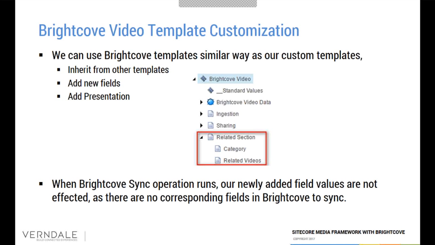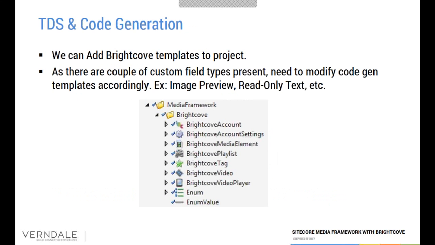This is most useful when we were implementing in our project, because we have a lot of custom fields we wanted to add, and it won't get any effect. Another important topic would be TDS and code generation. I'm not sure how many of you use Team Development for Sitecore, the Visual Studio extension, for your projects for syncing. Maybe some of you are using Unicorn, but I'm just mentioning the TDS here.